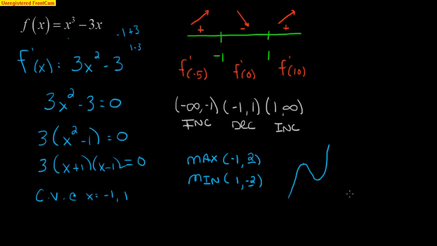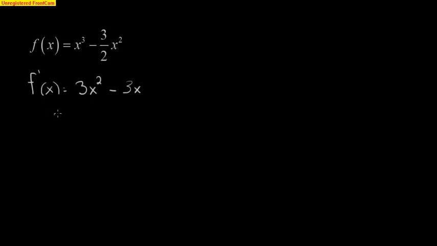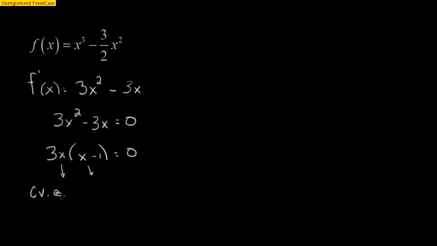And let's do one more just to make sure everybody's on the same page here. So I believe we have here f of x is equal to x cubed minus 3/2 x squared. Alright, so let's find the derivative. The derivative is going to be 3x squared minus 3x. We're going to set it equal to 0. And I'm going to take out a 3x, and I'll have x minus 1. That means I'm going to have critical values at x equals 0 and 1.